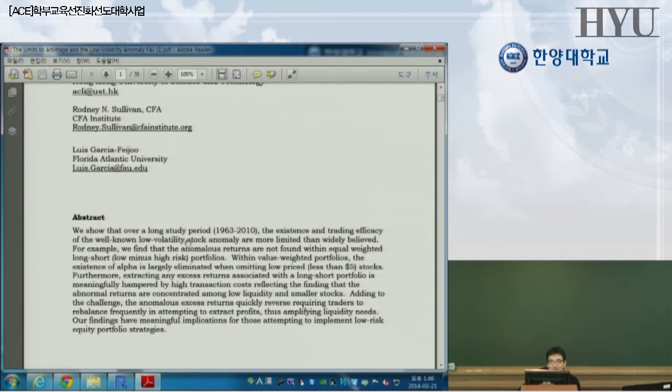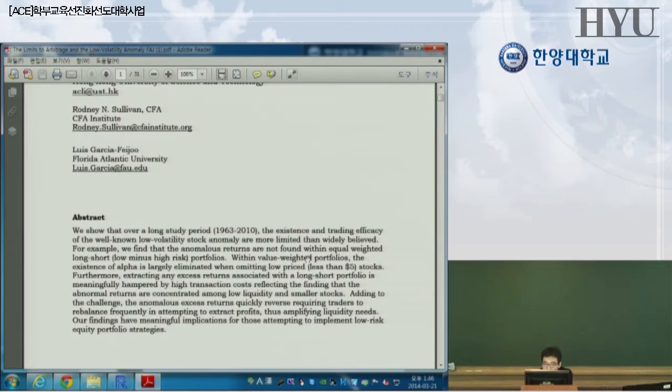We show that over a long study period, the existence and trading efficacy of the well-known low volatility stock anomaly, which is some kind of strange phenomenon about low volatility stocks, are more limited than widely believed. For example, we find that the anomalous returns are not found within an equal-weighted long-short portfolio. Like the tax surprise idea we discussed last week, it is also a kind of anomaly because the standard efficient market hypothesis and risk models cannot explain it. Today we will talk about the low volatility anomaly.